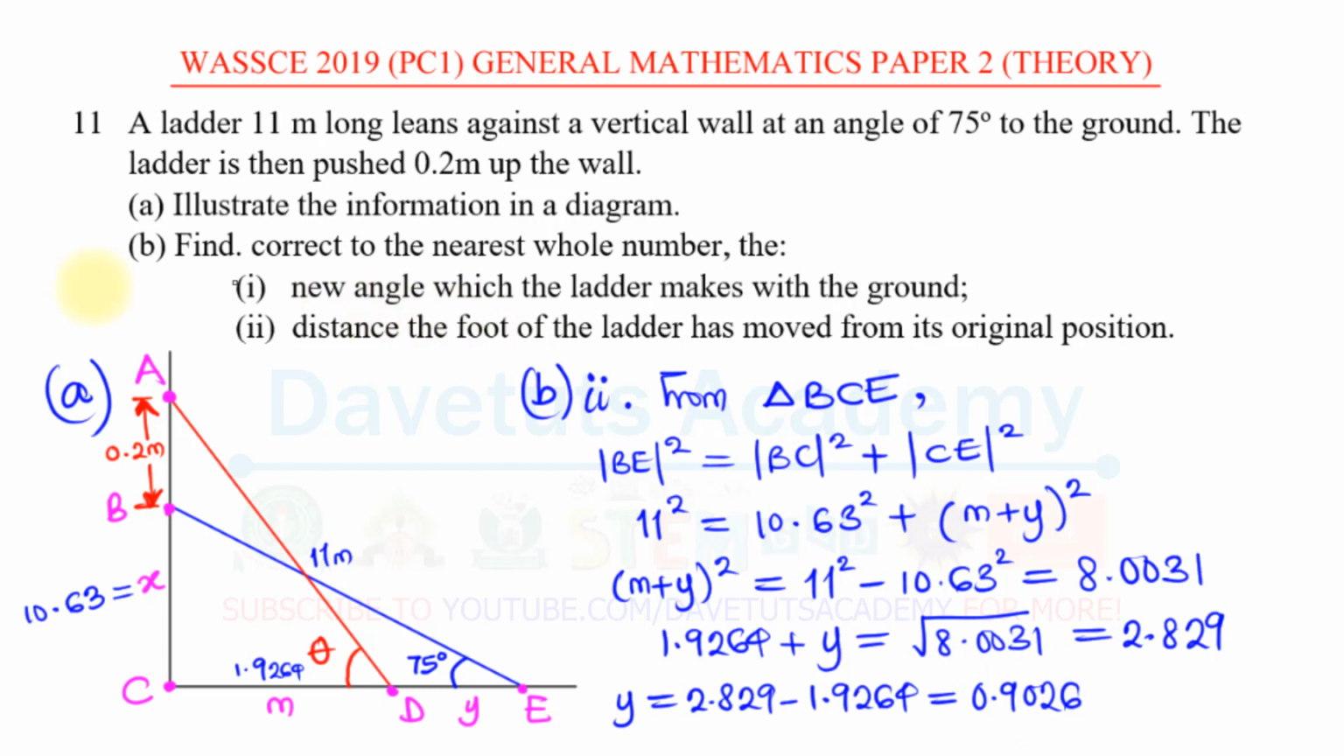But recollect, in our question we are told to find correct to the nearest whole number. So correct to the nearest whole number, the distance the foot of the ladder has moved from its original position is this Y, and that is approximately equal to 1 meter. So with that, having a good grasp of our trigonometry identity, SOHCAHTOA, Pythagoras theorem, and triangles generally, has helped us to solve this particular question. I would believe that the more you practice with this kind of stuff, the better you become, and then you can tackle these problems without leaving any stone unturned. We hope this has been useful.